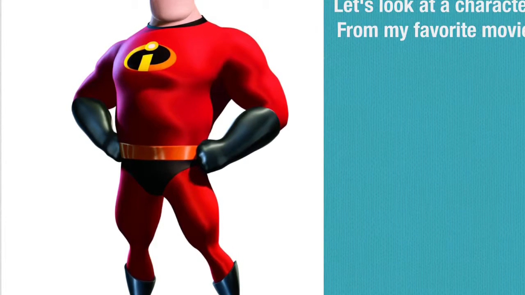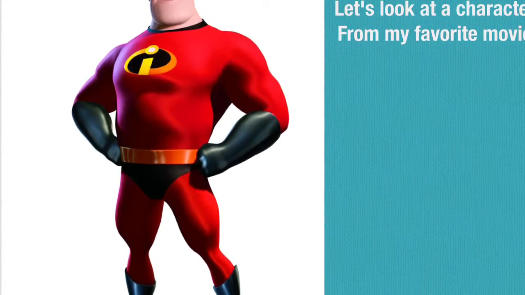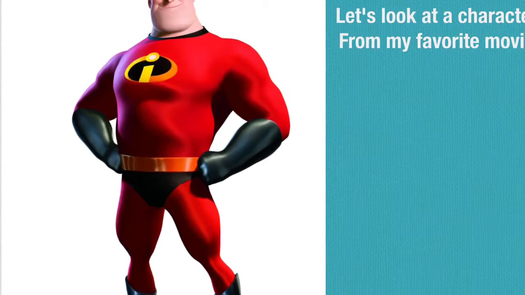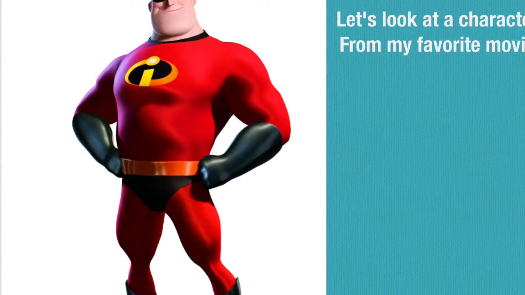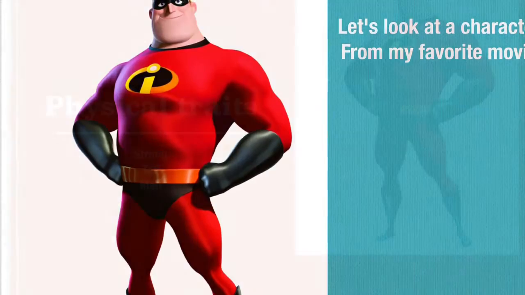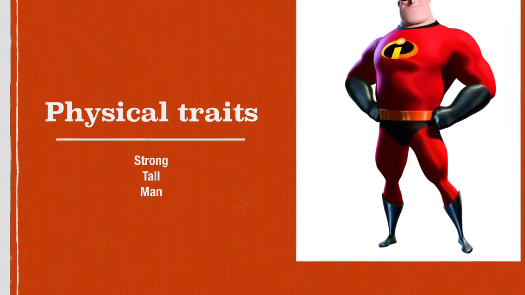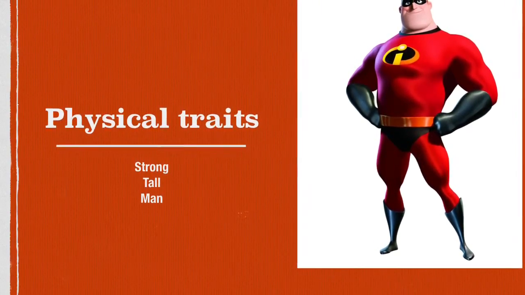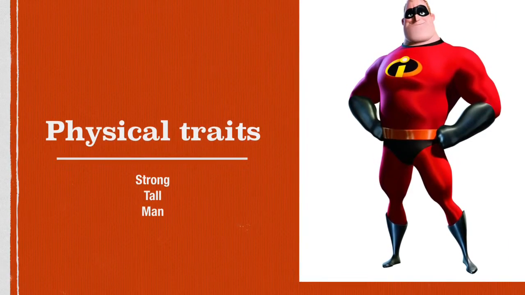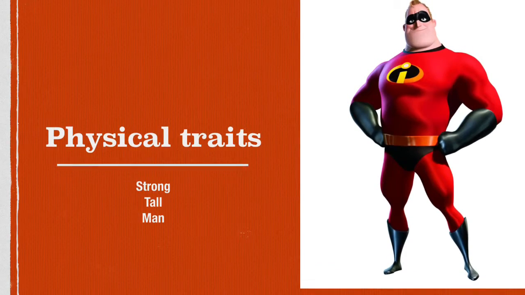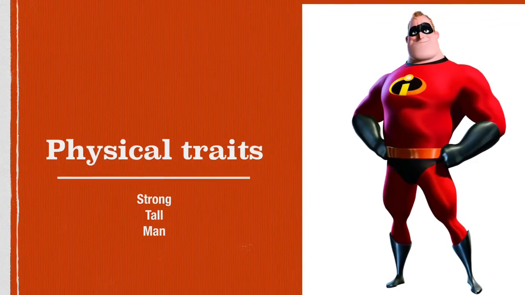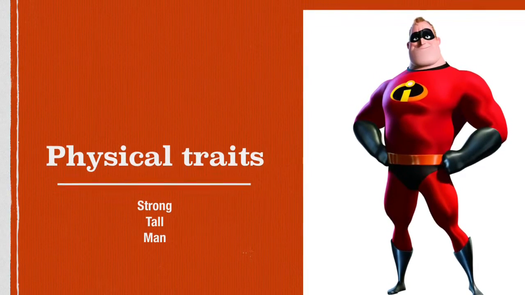Alright, so we know that character sketches are short histories. They're not long, and they serve to introduce readers to a character. But what do they include? Here's what you want to make sure your character sketches include, and make sure you're taking notes now. You want to include some physical traits about your character. Tell us what the character physically looks like. So, if we're using Mr. Incredible, well, Mr. Incredible's a man. He's a very strong and tall man. Those are some things that the writer would want to include in a character sketch of Mr. Incredible.